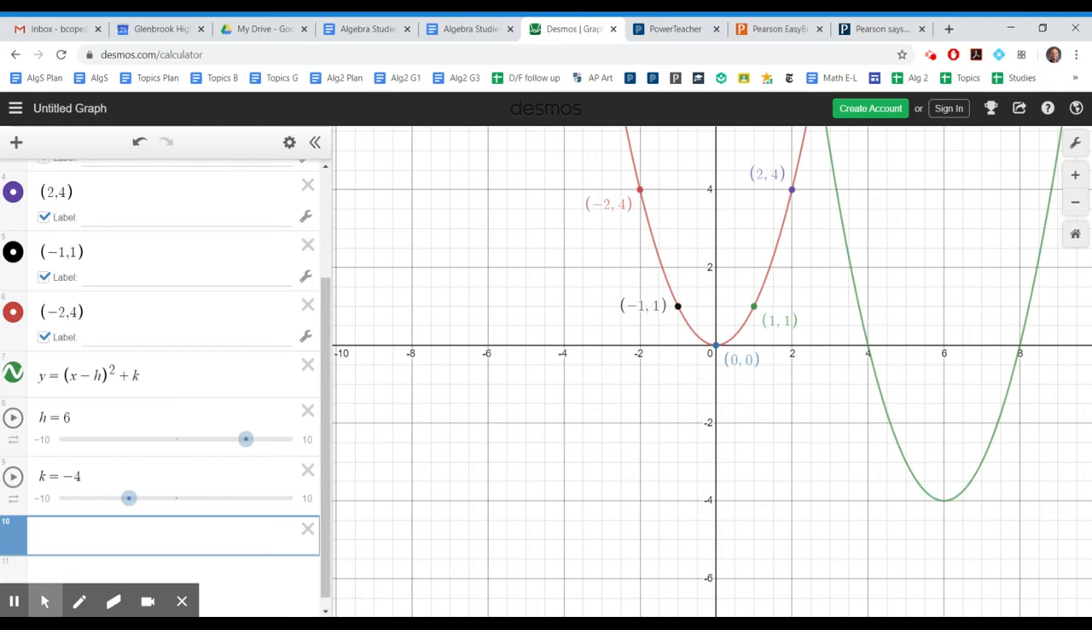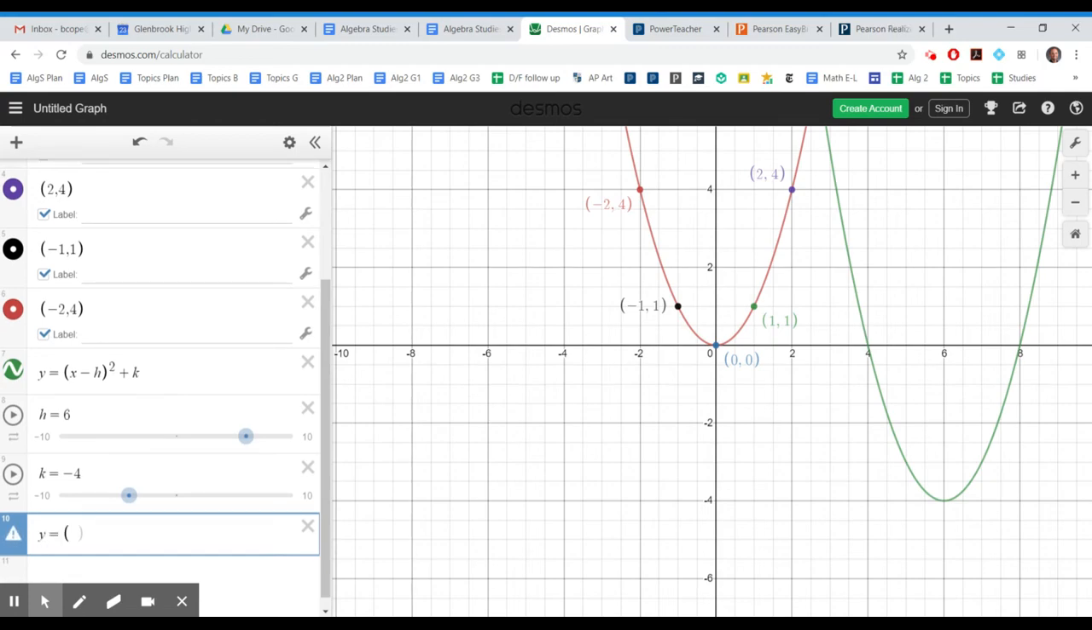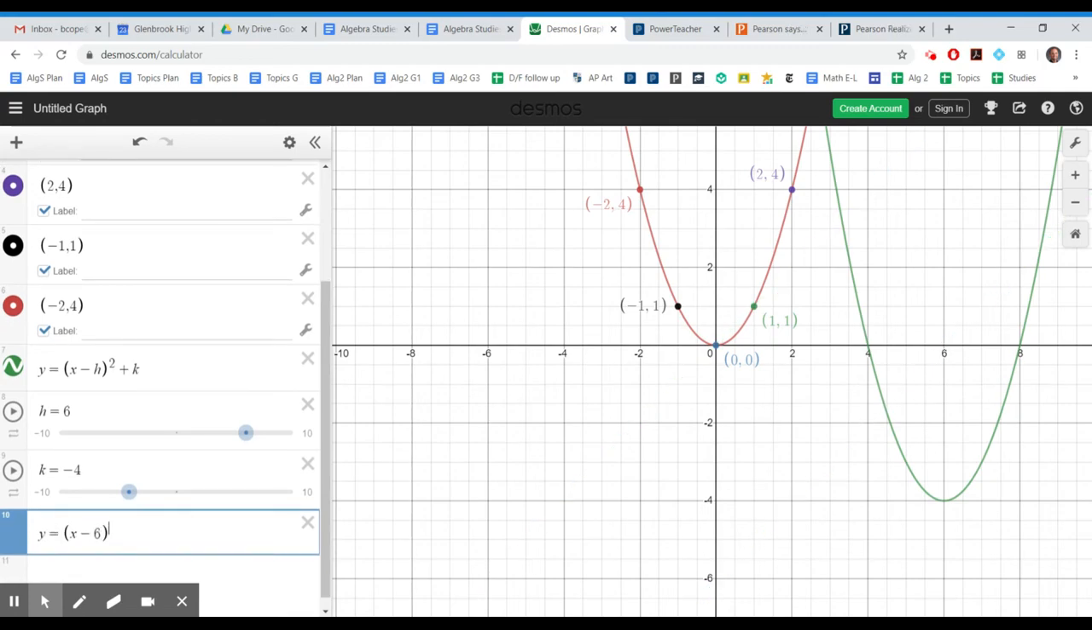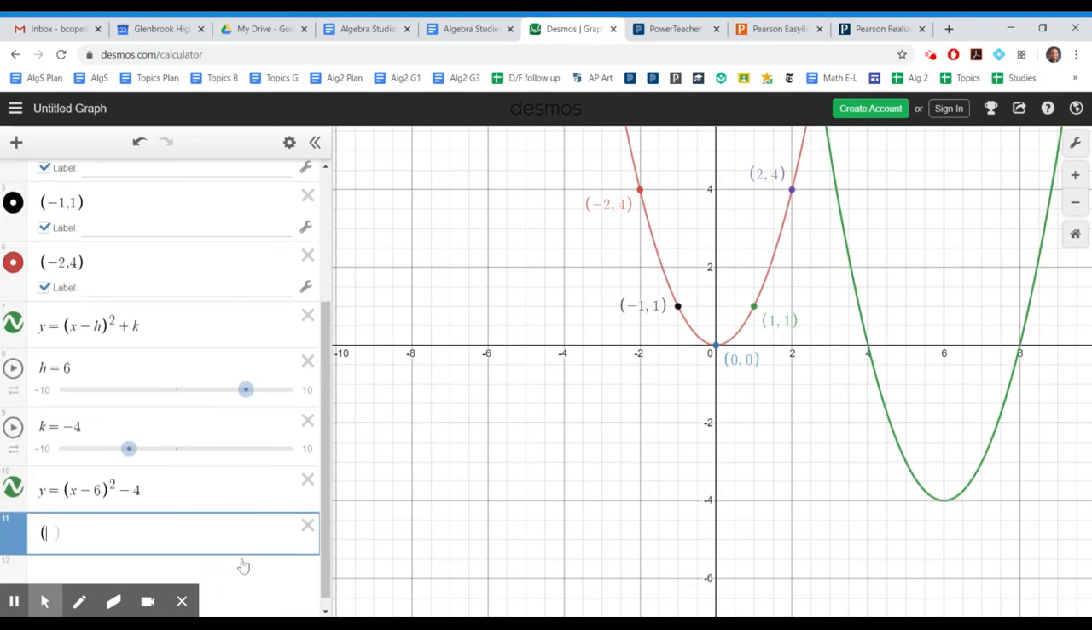So notice what it's going to look like in the function. It's going to be y equals (x minus 6) squared minus 4. And now we see that vertex form. That vertex form showing the vertex is at (6, negative 4). Here, I'll plot that point, (6, negative 4), and label it on the graph. That is the vertex.